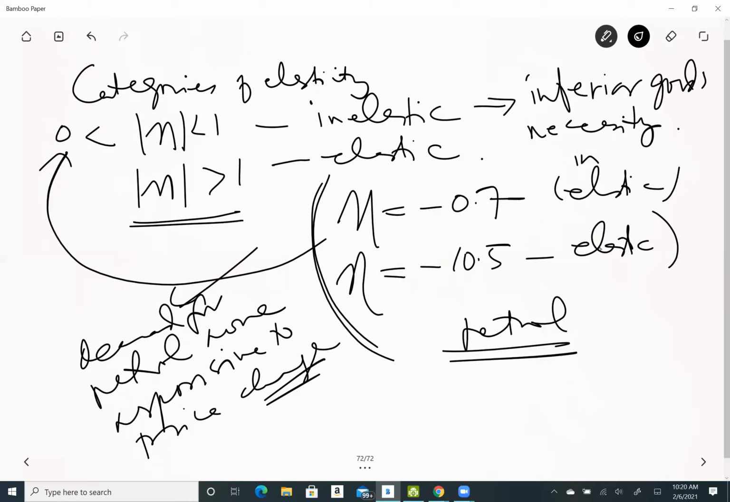So normally the necessity good would have inelastic demand. That means the price elasticity of demand will be less than 1, between 0 and 1. Okay, all right. So we already saw those examples. Petrol is elastic, but rice is inelastic.